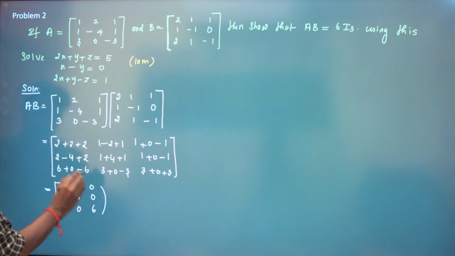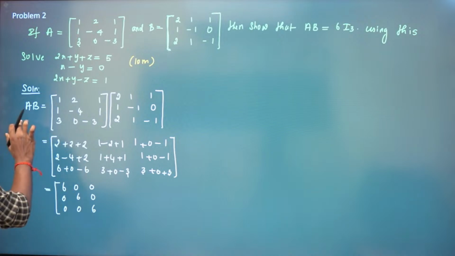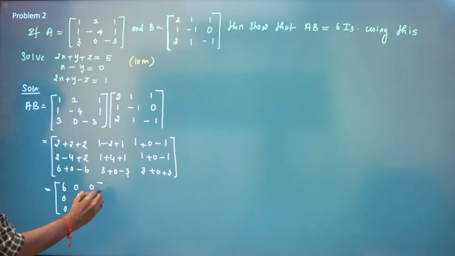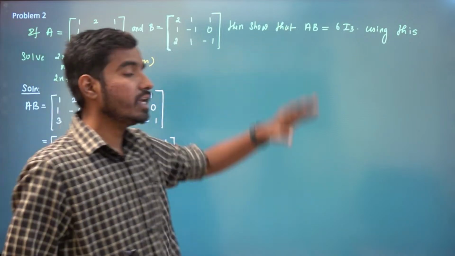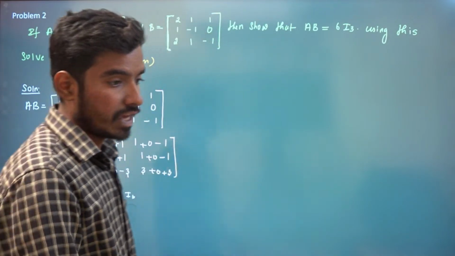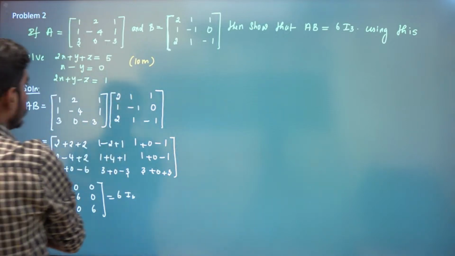So which is equal to 600,060,006, which is equal to what? 6 times identity matrix, right? You take 6 outside, this is equal to 6 times the identity matrix. So we have shown that AB is equal to 6 times I3. Now we need to solve this equation.